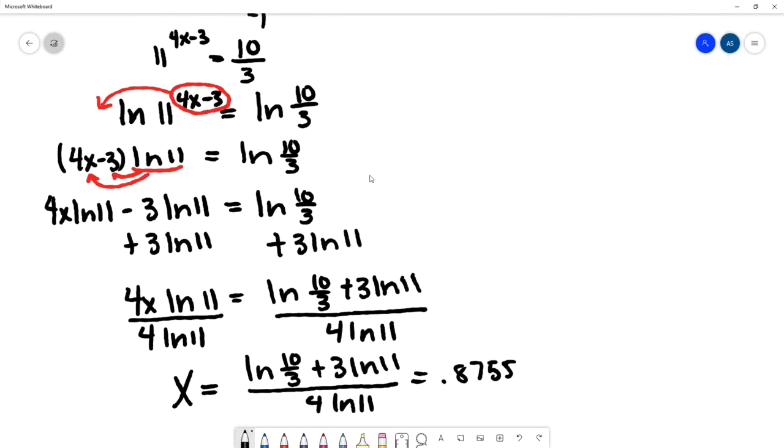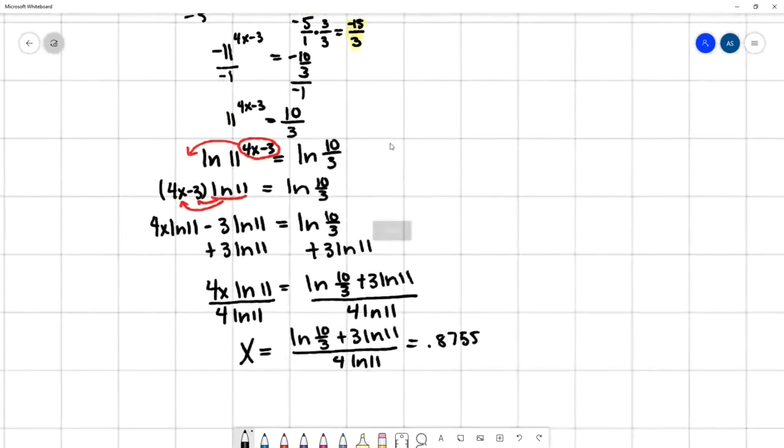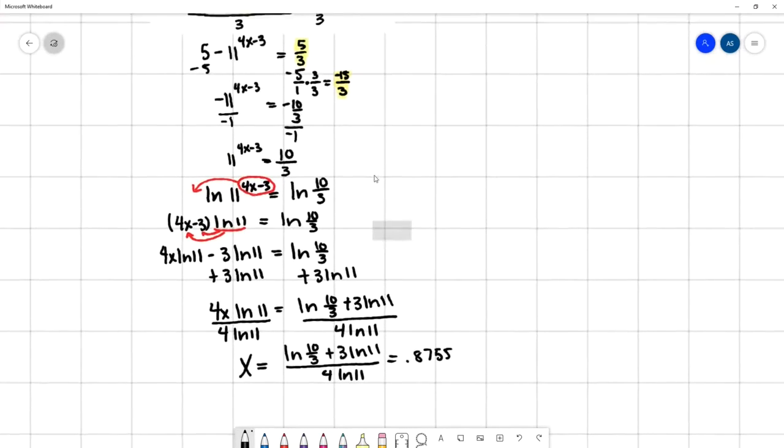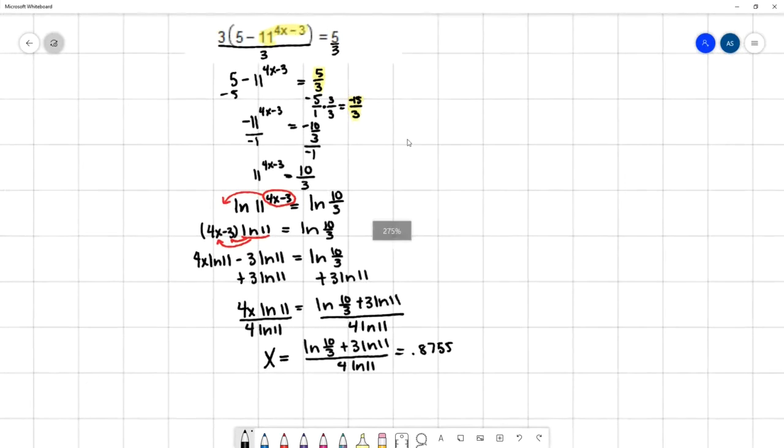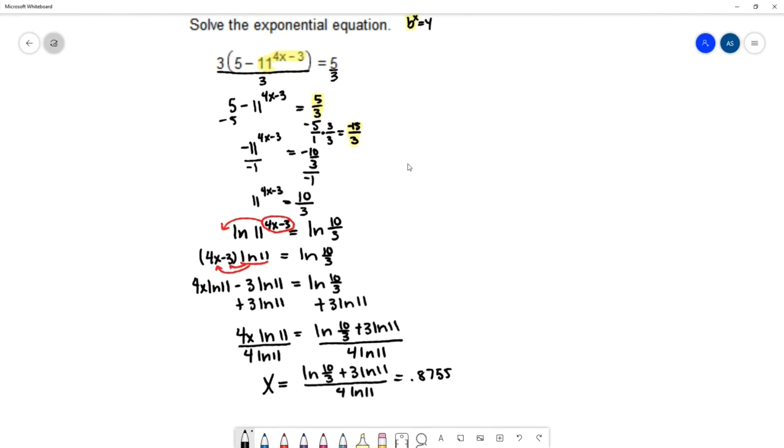So let me zoom out so you can see that whole problem. So let's just recall what we did to solve this problem. It's an exponential equation, and I need the exponential isolated. So I started off by isolating this 11 to the 4x minus 3. We did that by dividing by 3 on both sides, subtracting 5 on both sides, and dividing by -1 on both sides.